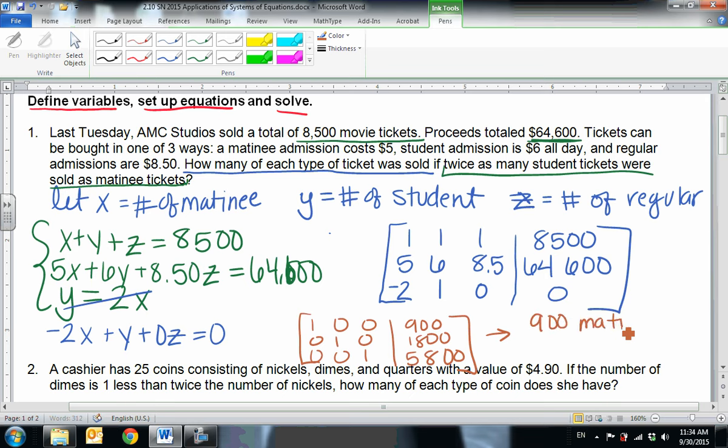900 matinee. What is the 1800 representing? It's in the Y spot, right? So 1800 student and 5800 regular or general. Sorry, I already started writing general, but it means regular too.